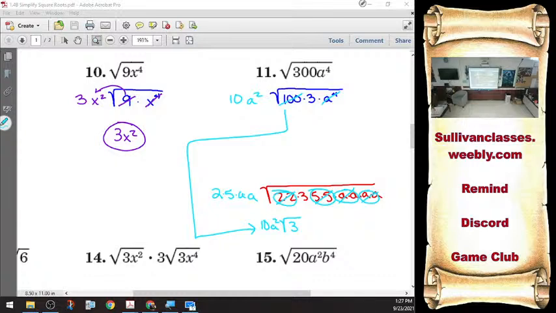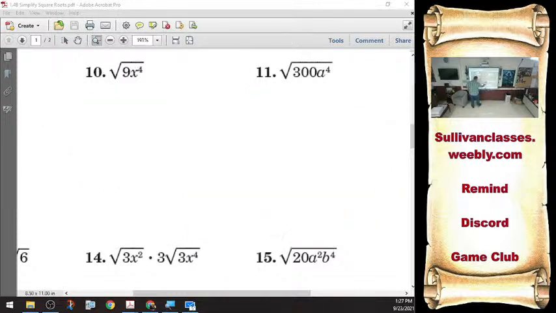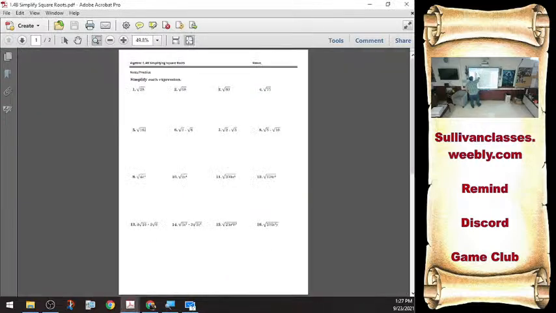Now, if I see 300, I see double zeros on there. I know that 100 goes into it. 100 is a perfect square. I'm going to break it up. Okay? So now we're doing it with the variables too.